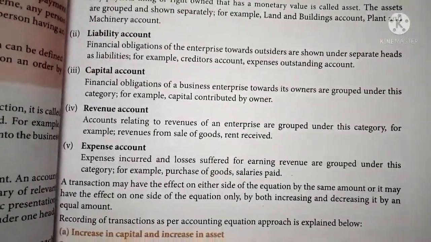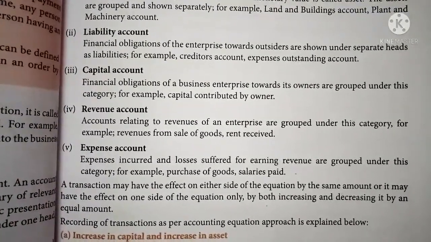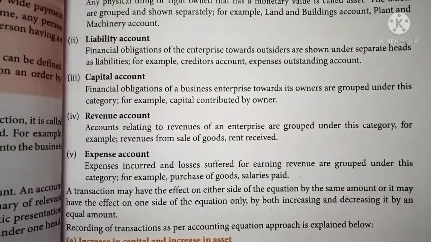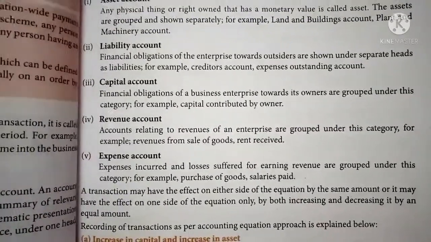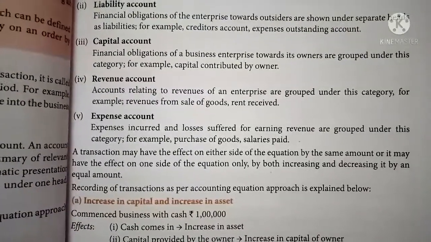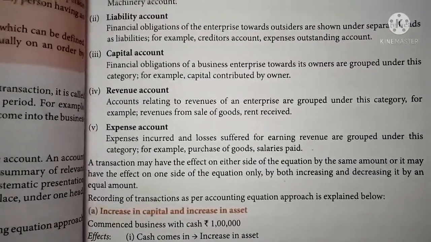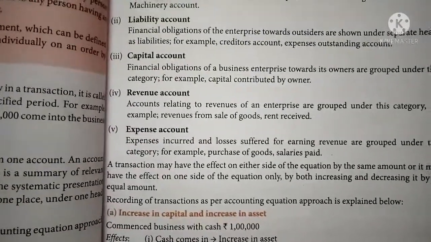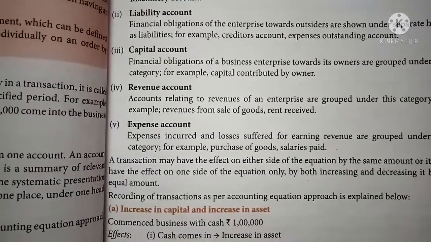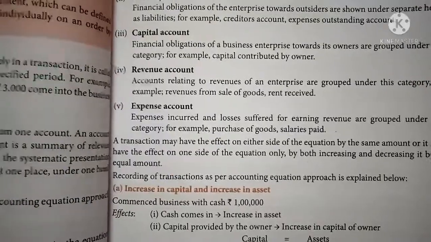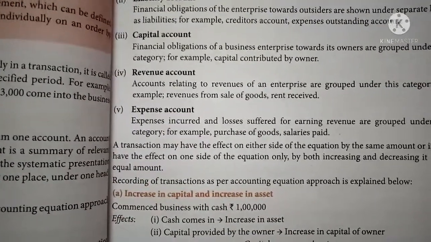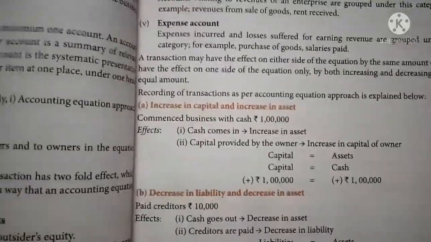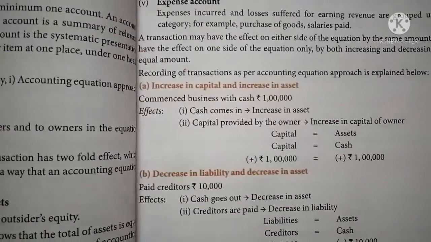A transaction may have an effect on either side of the equation by the same amount, or it may have an effect on one side of the equation only, both increasing and decreasing it by an equal amount. For example, an increase in capital and an increase in assets. Whenever any amount is introduced into a business, it affects capital and cash, that is, the capital and assets. Cash comes into the business and the asset value increases, and there is a financial obligation by the business to the owner, that is capital. So capital is equal to assets, that is capital and cash, and both amounts will be 1 lakh.